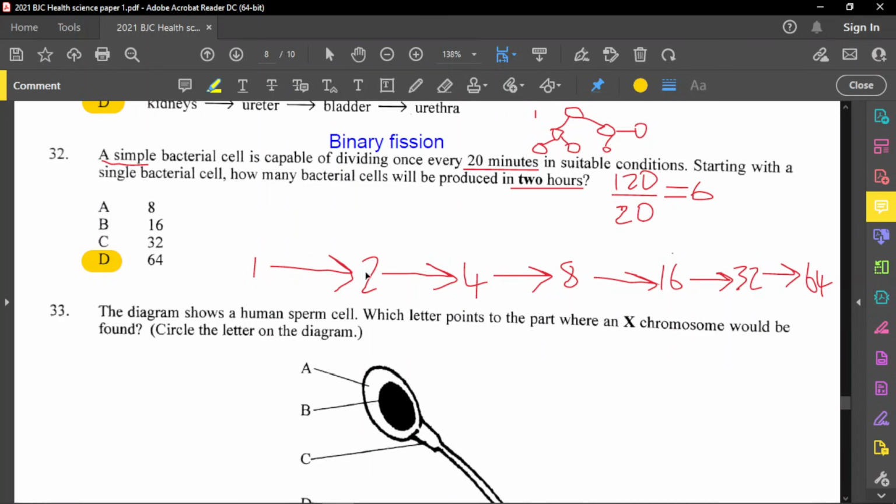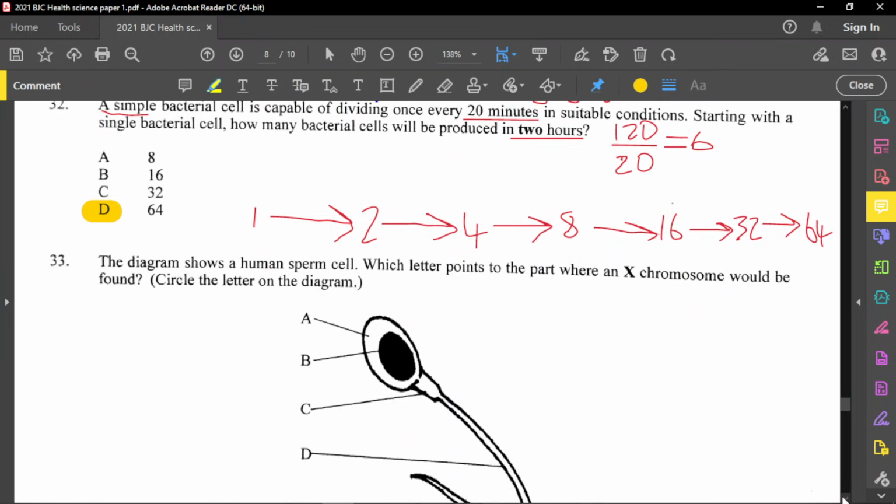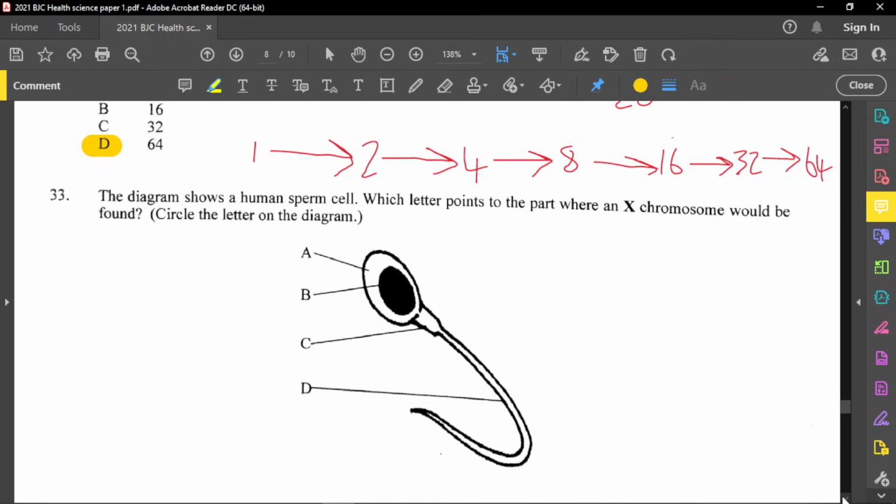So first you have to know your number of divisions, and the number of divisions is your total time divided by how long the cells take to divide. So this one is 20 minutes, every cell divides every 20 minutes, and the total time is 2 hours. Therefore we have 6 divisions in that 2 hours. And then at each division, you multiply the previous cells by 2. All right? And so your final answer is going to be 64. That's the easiest way to work out how bacterial cells multiply.